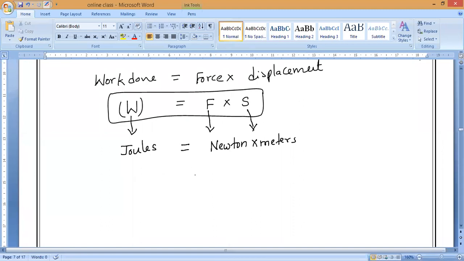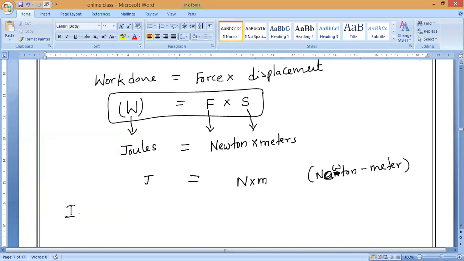So the unit of work done is Newton into meter, or as we pronounce it, Newton meter. What do we call it, guys? Newton meter. Okay, that is what you have to remember. So this is what we call a joule. So joule, or we can say Newton meter.